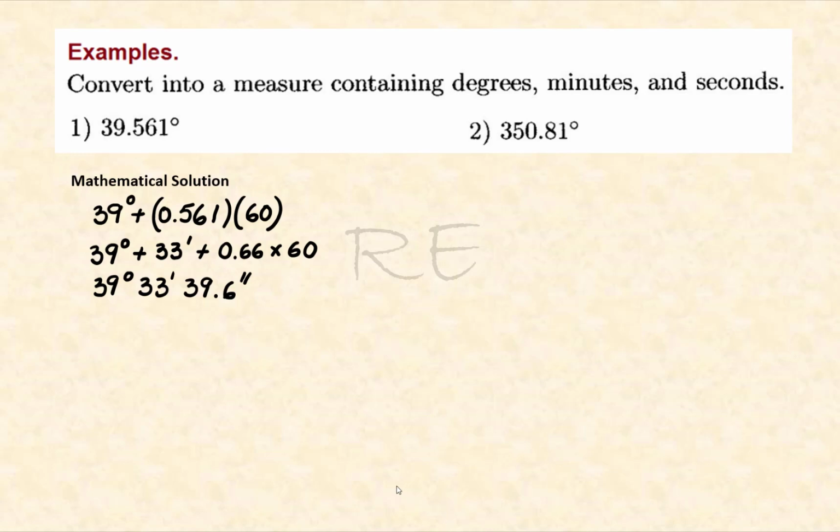Mathematical solution for 350.81 degrees. We'll keep the whole number, 350 degrees. Now we're going to add the conversion of 0.81, the decimal, as minutes. So we're going to multiply it by 60.